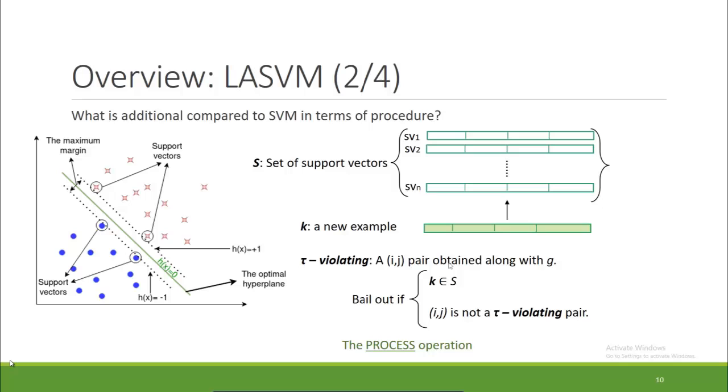This is not the case of LASVM because indeed it accepts new examples, like an example K. And what does LASVM do to it? It inserts K into the set of support vectors, meaning it first adds K, then it inserts another example within S to find the tau-violating pair, noted ij, and we obtain along with it a maximal gradient G. Then a direction search is performed. This whole operation is called process, and we perform it if a new example K comes. However, we do not execute process if the current example K is a support vector or if ij is not a tau-violating pair.